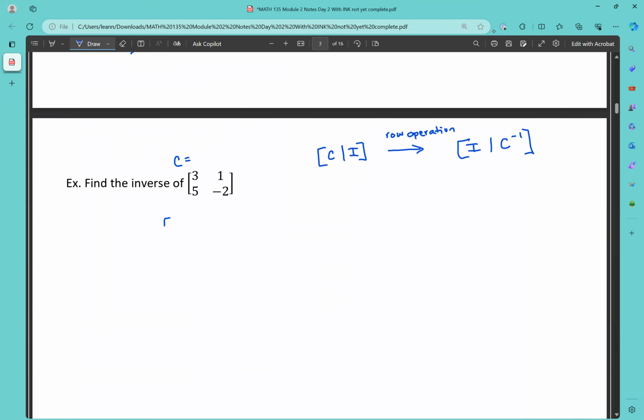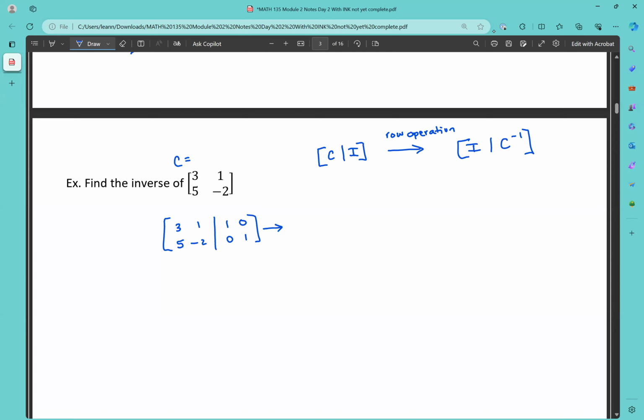Okay. So let's look at this matrix. We have 3, 1, 5, -2, put our bar, and then the identity matrix, since this is a 2 by 2, is 1, 0, 0, 1. Remember the diagonal ones with 0 everywhere else. The goal is to get 1, 0, 0, 1 on the left side. And the way we do that is by the row operations we learned when we were solving systems of equations.